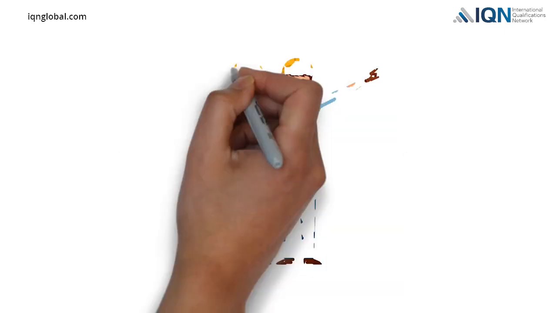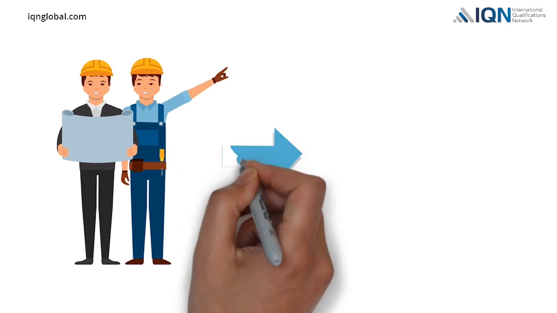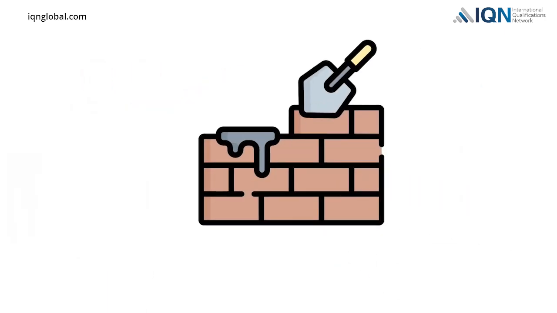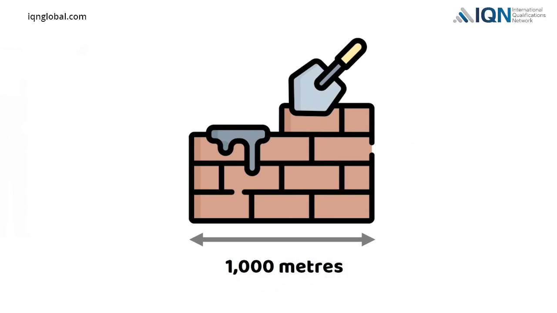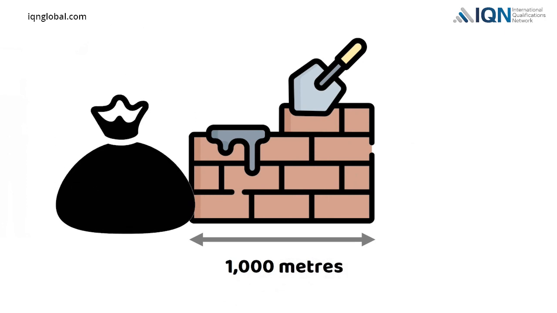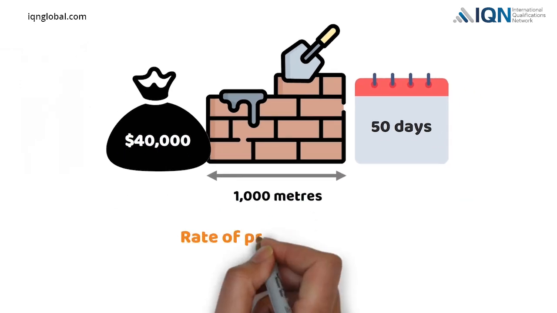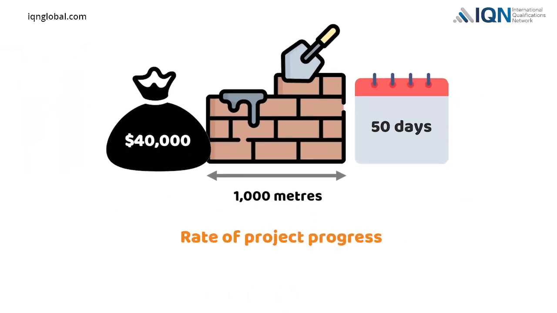Imagine our construction company is engaged in a project of building a new boundary wall. Total length of the boundary wall to be built is 1,000 meters. Total budgeted cost for completing the project is $40,000. Planned duration or timeline to complete the whole project is 50 days. Rate of project progress is expected to be uniform and exactly same throughout these 50 days.